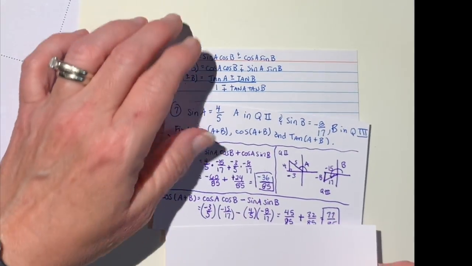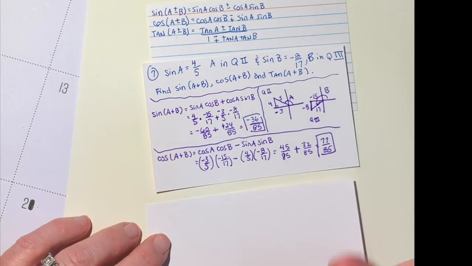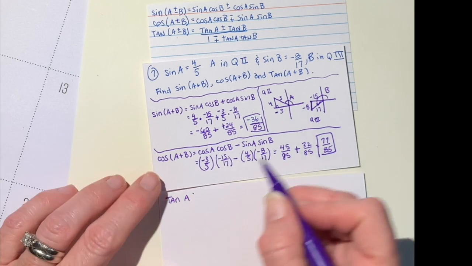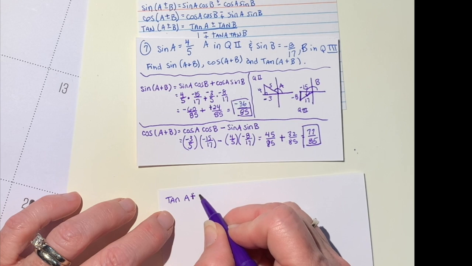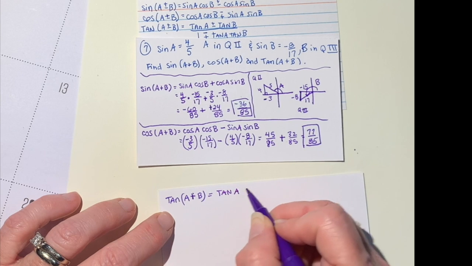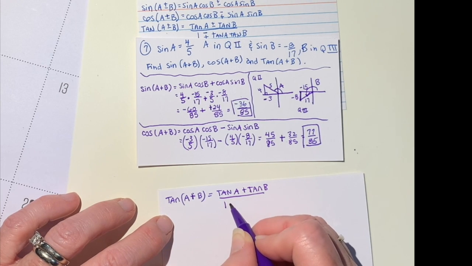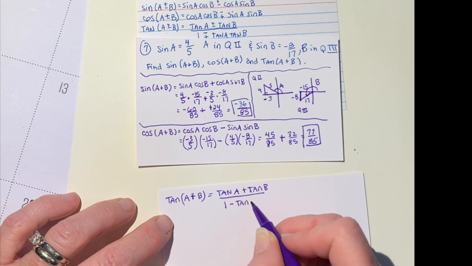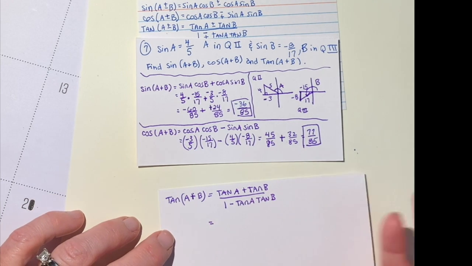All right, now I need the tangent. So again, I'm just going to copy down my tangent formula. So the tangent of A plus B, which one do we want, the plus. So I need to keep these on here so the triangles are there. Tangent of A plus B is equal to the tangent of A plus the tangent of B divided by 1 minus tangent A times tangent B.